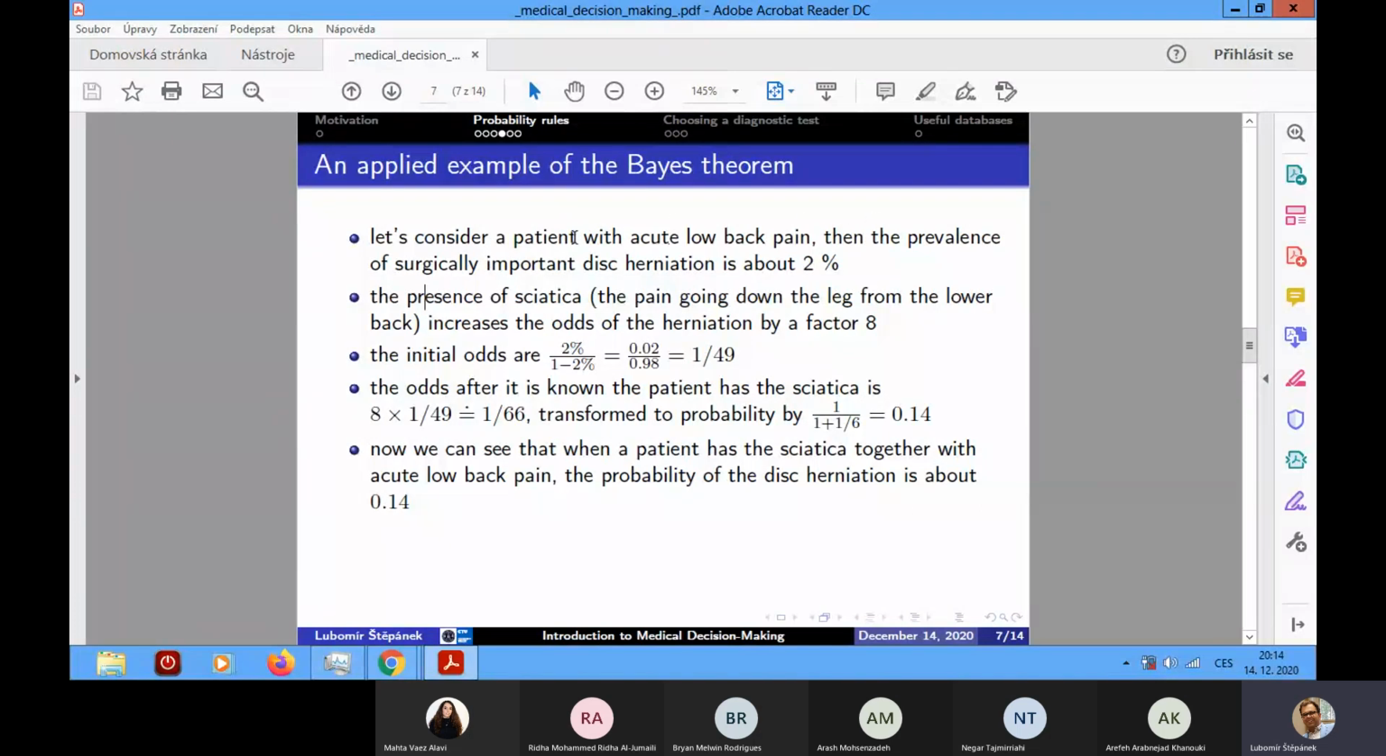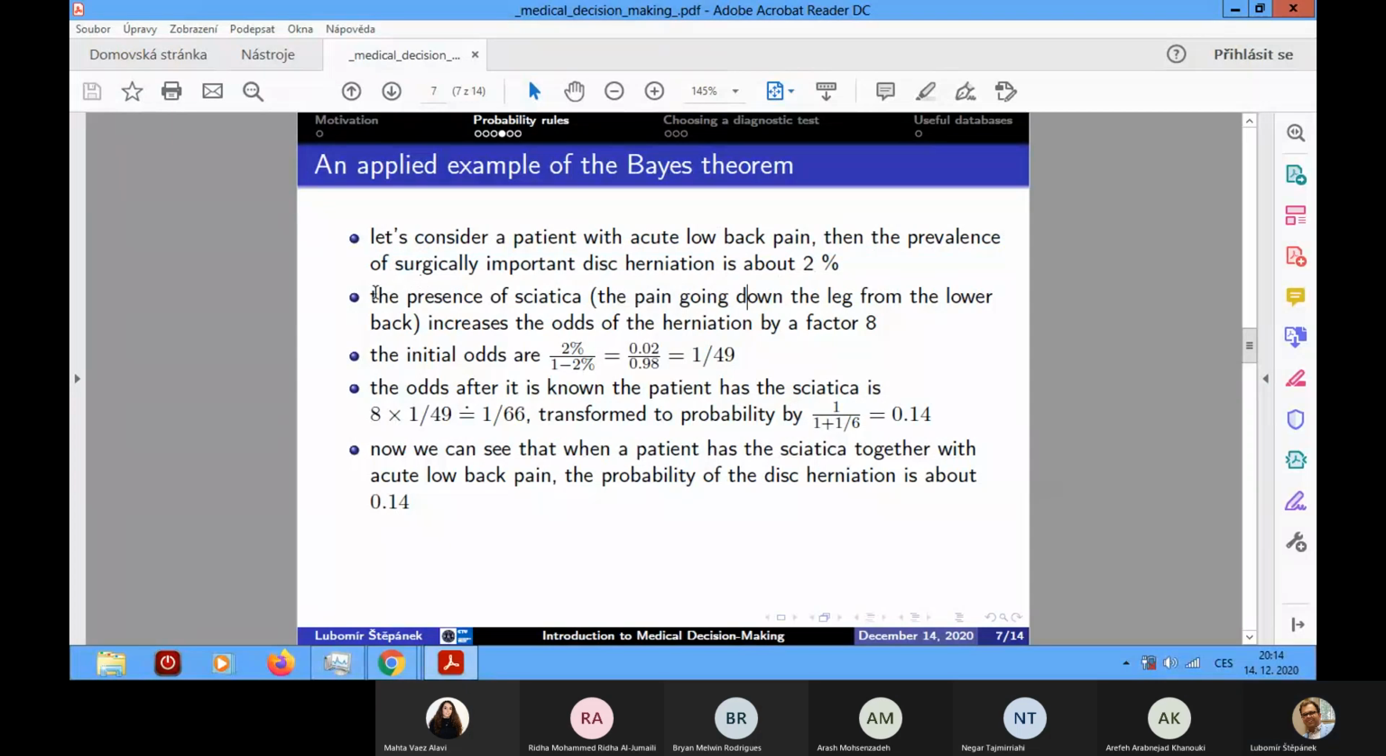Concerning a patient with acute low back pain, this is a published reference that the prevalence of surgically important disc herniation is about 2%. It's not very likely. 2%, one patient from 50. It doesn't seem to be very likely.